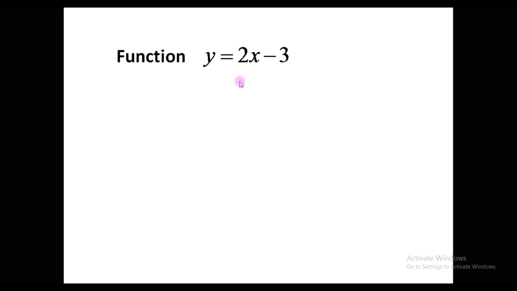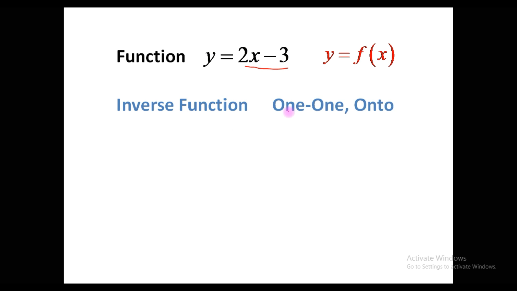Suppose y is equal to 2x minus 3 is a function. Okay, so this is actually a y is equal to f of x kind of function, because y is written completely in terms of x. Now what will be the inverse function for this? Let's see. It should be 1-1 and onto. Remember that this is linear, means if I draw the graph of this, it will be a line.